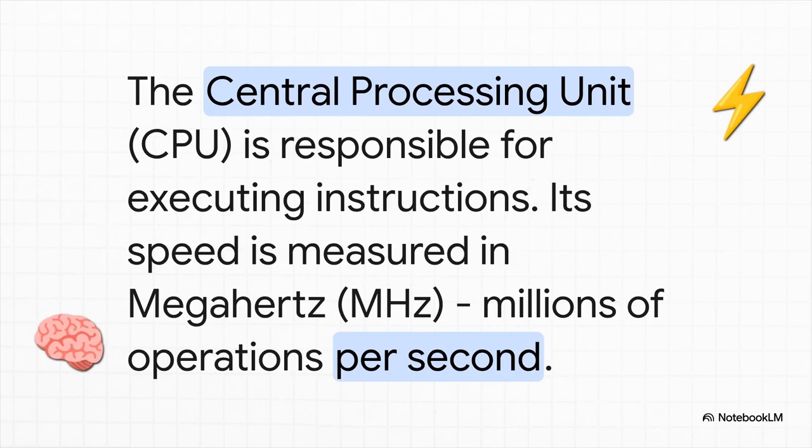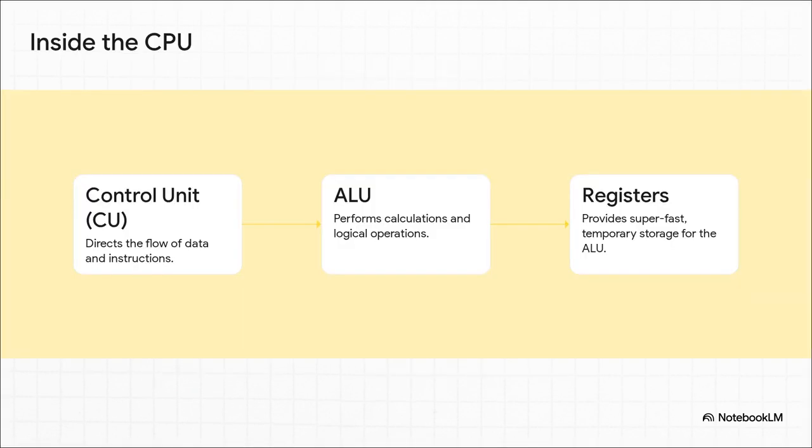Its speed is measured in gigahertz, which means it can perform billions of operations every single second. But this powerful brain isn't just one single thing. It's got a few key parts that work together just perfectly. Inside that CPU, there's some incredible teamwork going on. First up, you've got the control unit. Think of it like a traffic cop, directing the flow of all the data.